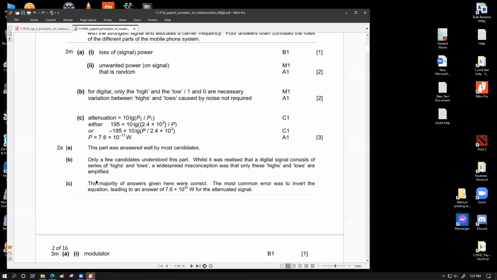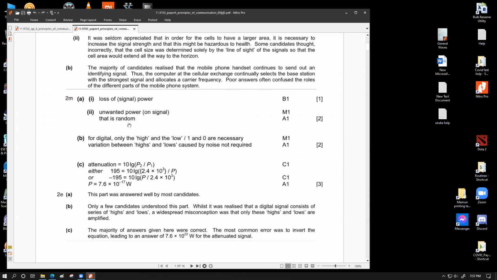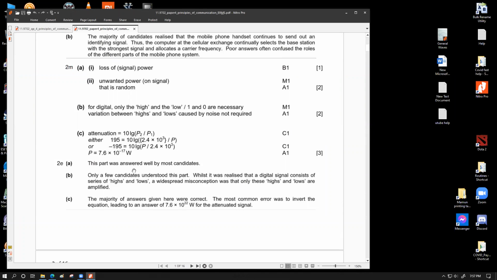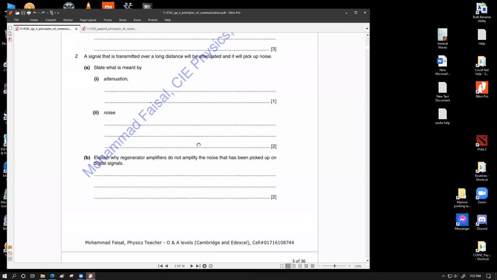If you look at the examiner's report, it says that only a few candidates understood this part, whilst it was realized that a digital signal consists of no. It's 2A. Oh, sorry. This part was answered well by most candidates. So yeah, people knew what to do.